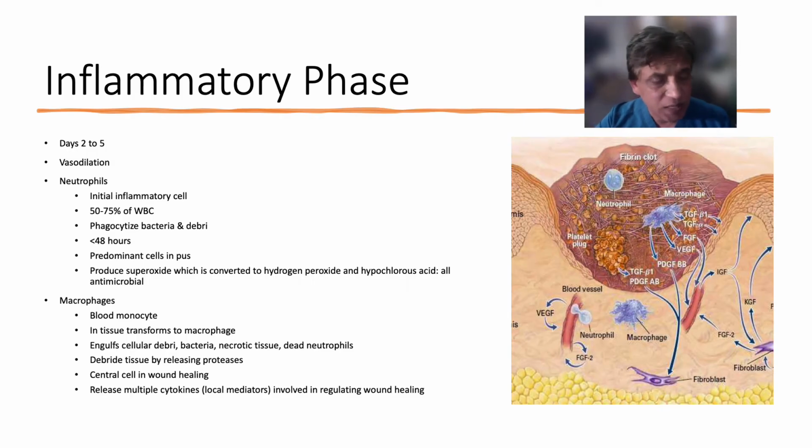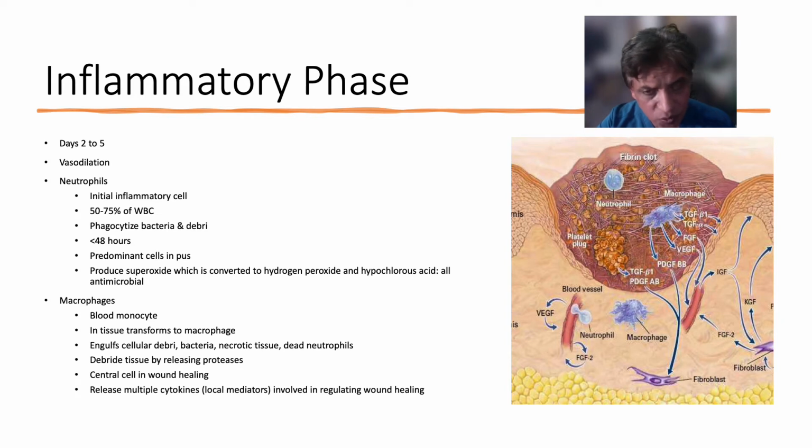So after the transient hemostasis phase, there's the inflammatory phase, which can last up to 5 days. The purpose of the inflammatory phase is to clean out non-viable tissues, debris, and bacteria. Initially, after vasoconstriction, one may see local vasodilatation. Vasodilatation is increase in blood flow to the injured site.